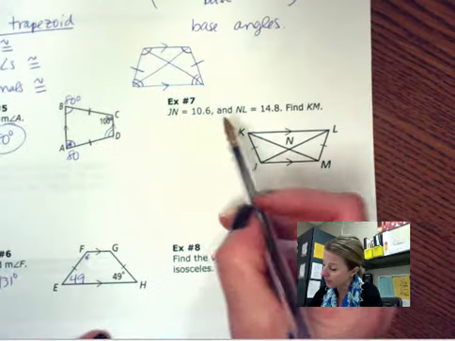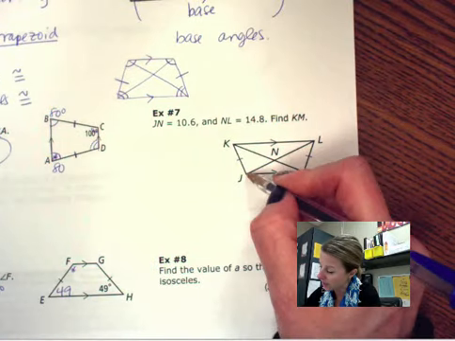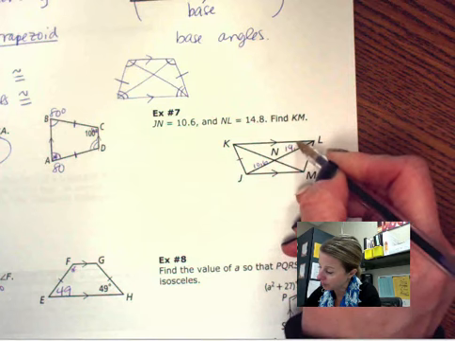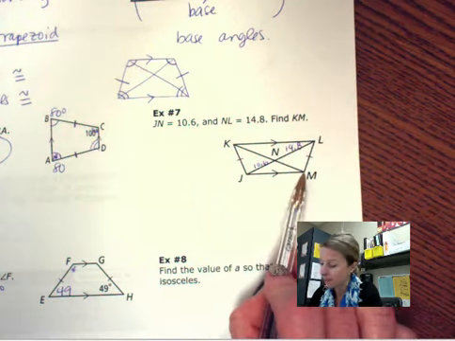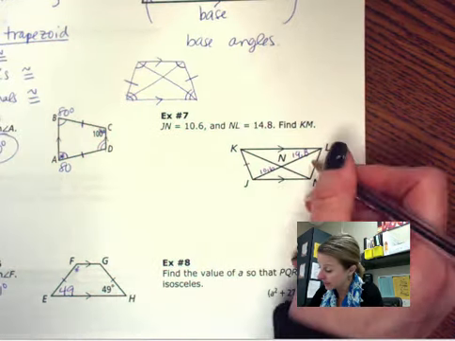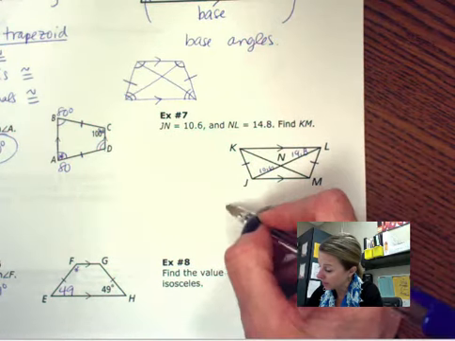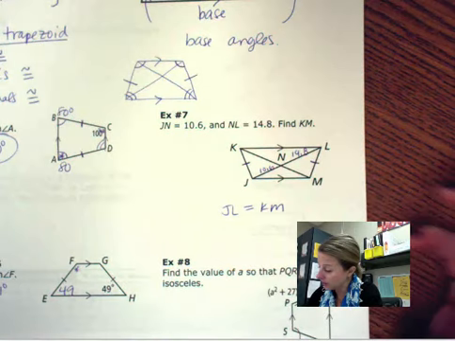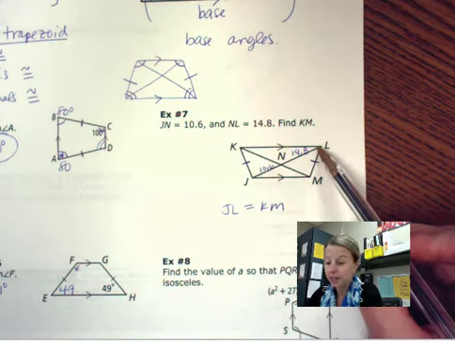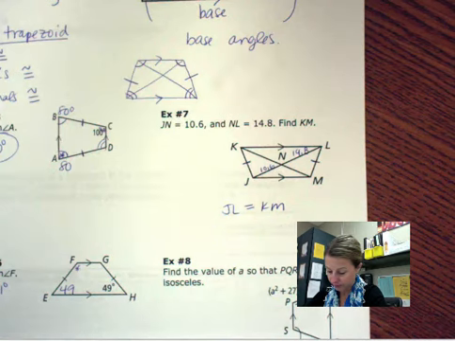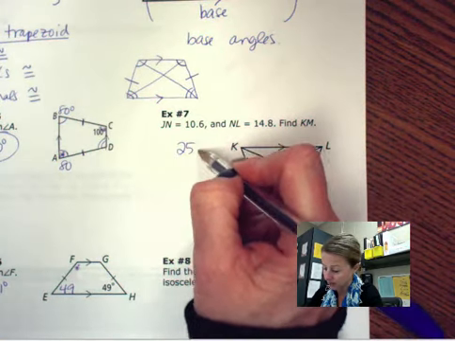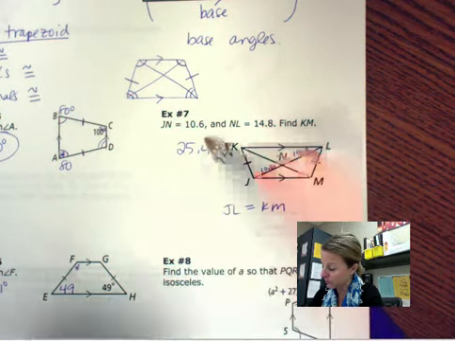Okay, next one over here, number 7. JN here is 10.6. NL is 14.8. I want to know KM. Well, it is isosceles. I see these marks. So that means that JL is equal to KM. So all I need to do is calculate the length of JL by adding those together. So 10.6 plus 14.8 is 25.4. So that is going to be my length on KM. So 25.4.